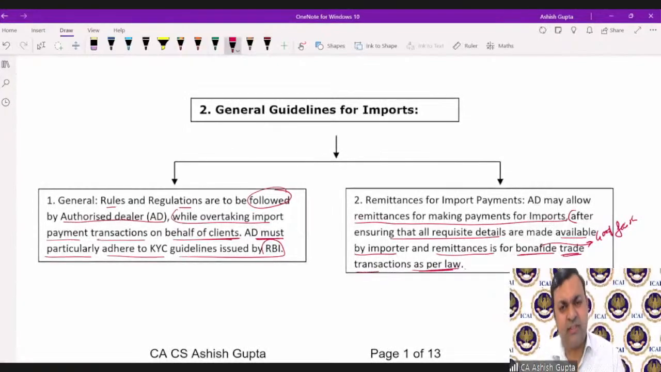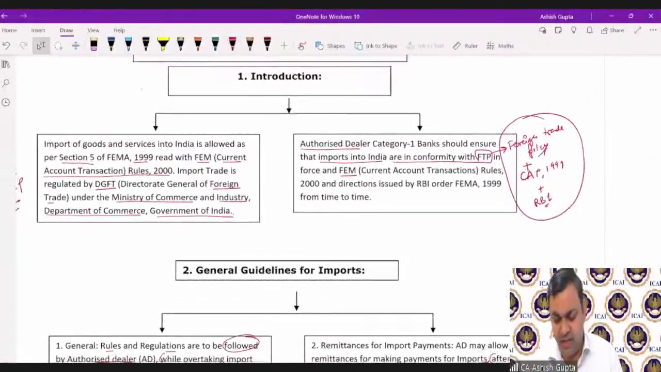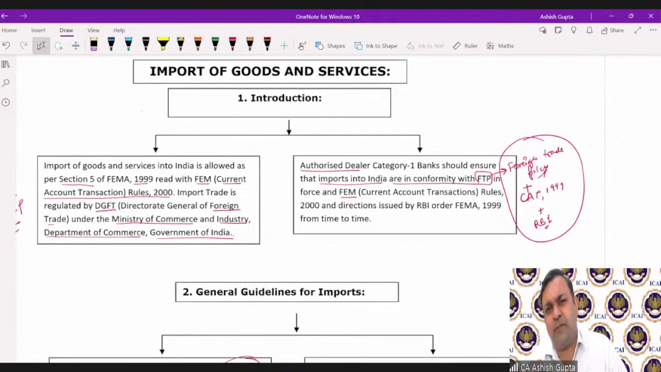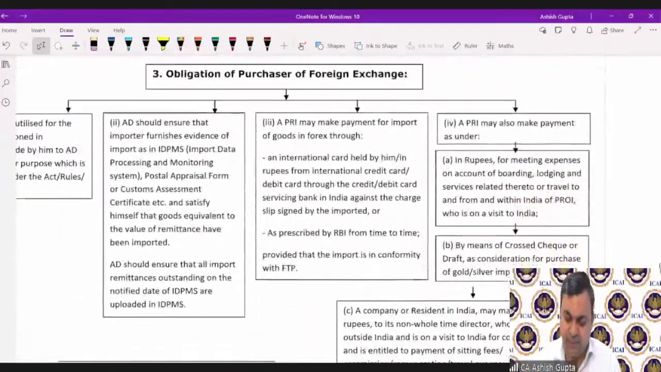Now, so this is the first chart of import of goods and services. I think the first chart is clear. I think 5 to 6 charts are there for import of goods and services. Is the first chart clear or not? We discussed 2 points, introduction and general guidelines for import.